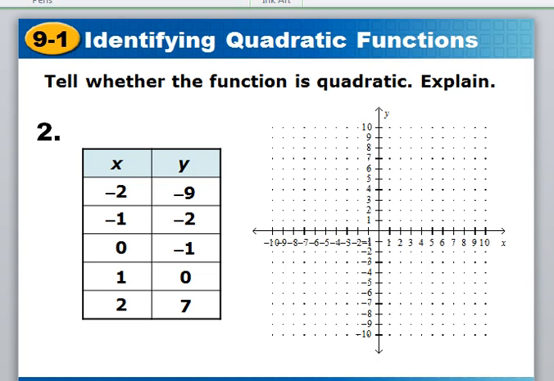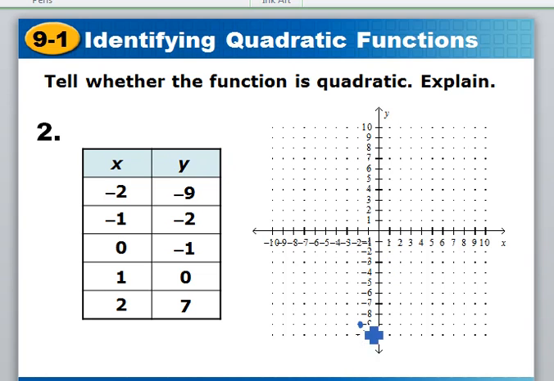Alright, for this next part, the directions say tell whether the function is quadratic and explain. I think one of the easiest ways, there are other ways to figure out if something is a quadratic or not. You can look for the second difference. But honestly, I think you guys will find it easier just to go ahead and graph it.